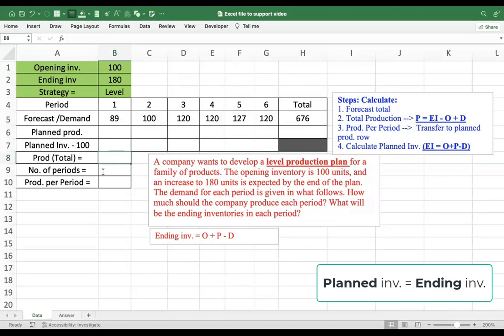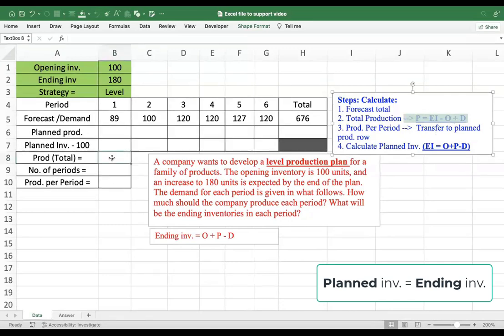Now, the next step is we have to calculate the total production. And for that, we'll be using this formula. So this is the formula, that's ending inventory is equal to opening inventory plus production minus demand, that's OPD. But over here, instead of calculating ending inventory, we want to calculate production, the desired level of production. So we will tweak this formula. They are exactly the same, but this one is just tweaked a little bit to calculate production.